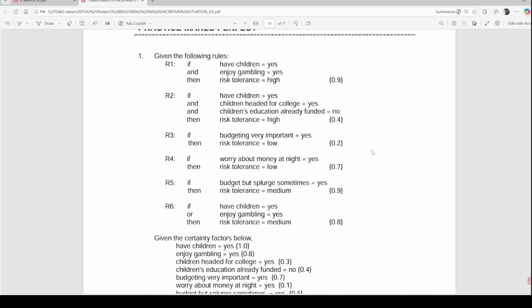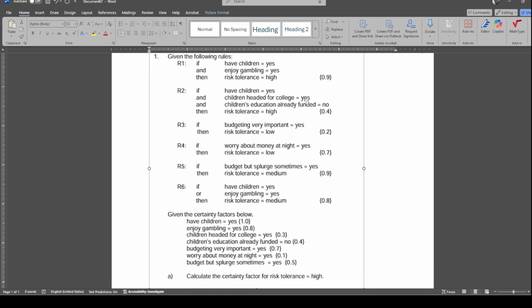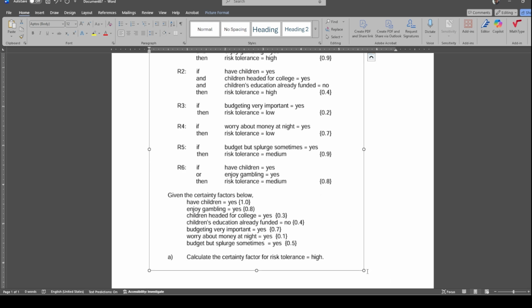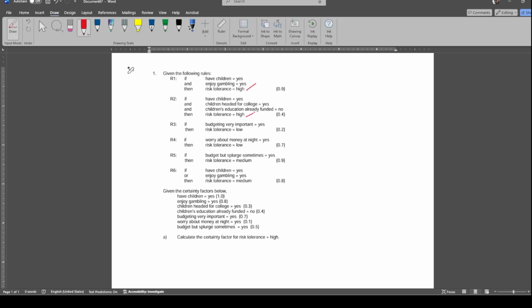Given the following rules, rule 1, rule 2, rule 3, rule 4, rule 5 and rule 6, you need to calculate the certainty factor for risk tolerance is high. How are you going to do it? In order to do this question, you need to scan the set R1, R2, R3, R4, R5 and R6 and see which one has this as the consequent. You can look in here, but there is no other consequent.